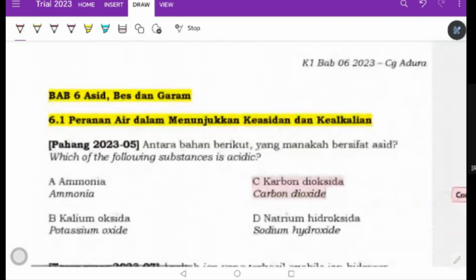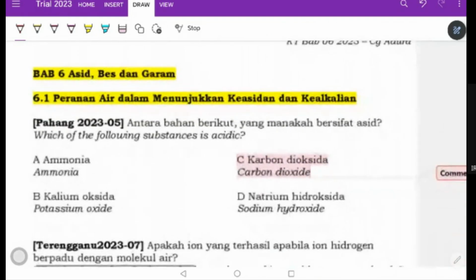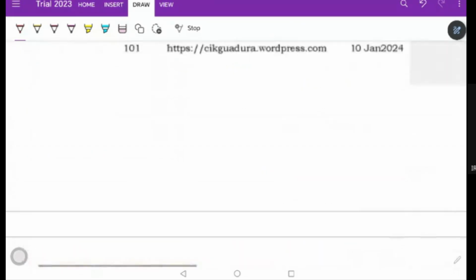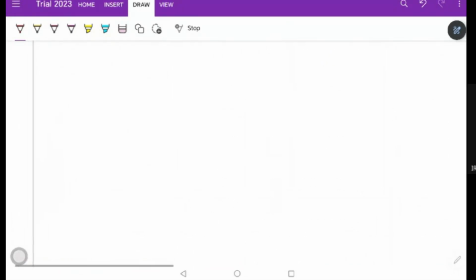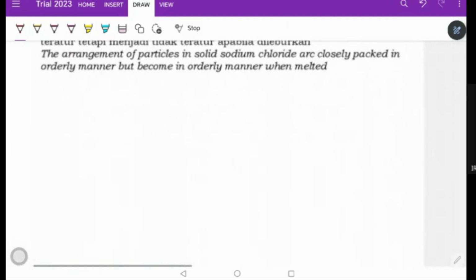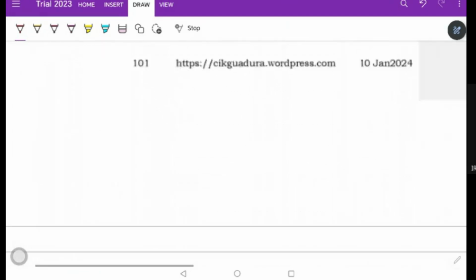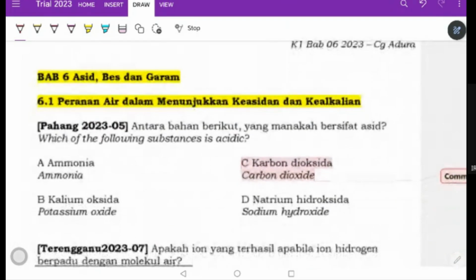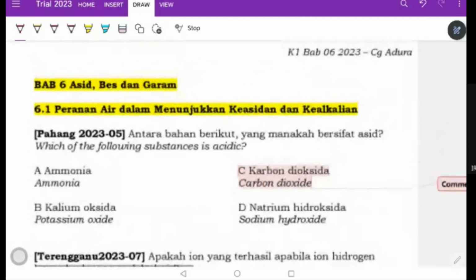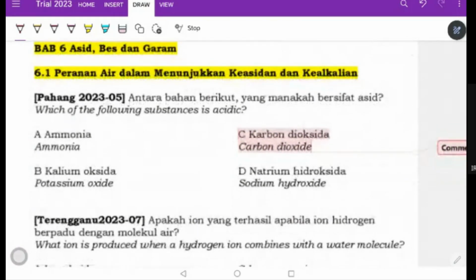Okay, so chapter 5 is finished already. More important is the formation. You need to know how to form the ionic and covalent bond. Explain correctly. Okay. Now we go to chapter 6. Okay, we try a few objectives, then we go to paper 2.